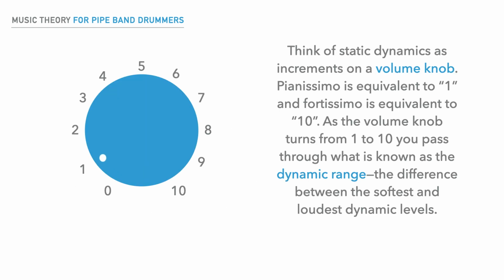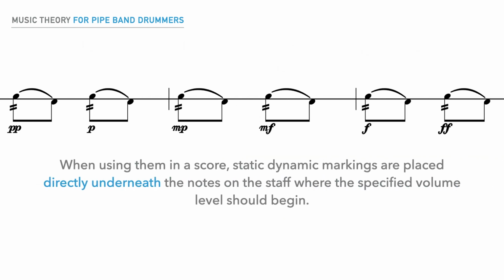Think of static dynamics as increments on a volume knob. Pianissimo is equivalent to 1, and fortissimo is equivalent to 10. As the volume knob turns from 1 to 10, you pass through what is known as the dynamic range, the difference between the softest and loudest dynamic levels. When using them in a score, static dynamic markings are placed directly underneath the notes on the staff where the specified volume level should begin.